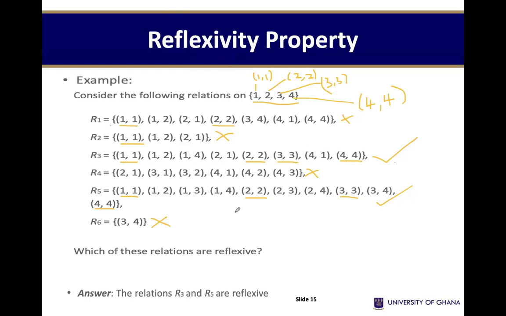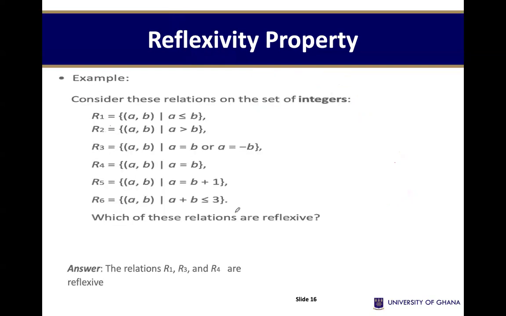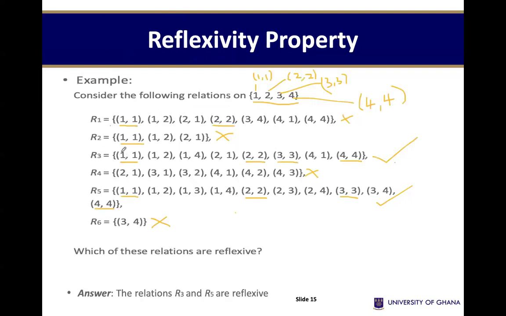Okay, we move on. So that's it about reflexive property. Let's look at another example. So we consider these relations on the set of what? Integers. Okay, so we're going to have R1 all the way to R6. So let's start with the first one, A is less than or equal to B. There is equality inside. So no matter what it entails, we can always have something like what we had here. Let's say the R5, 1 is related to 1.